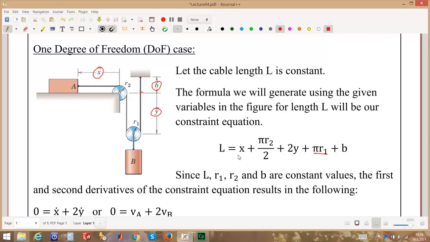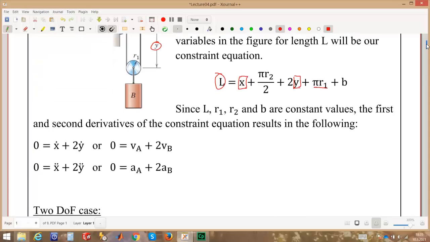Now, this is our constraint equation, but the variables here are x and y. Other than that, the other things here, R2, R1, and b, are not variables. They are fixed parameters. L is also a fixed parameter, that's our assumption. If you take the derivative of this equation, and this is our constraint equation, by the way.